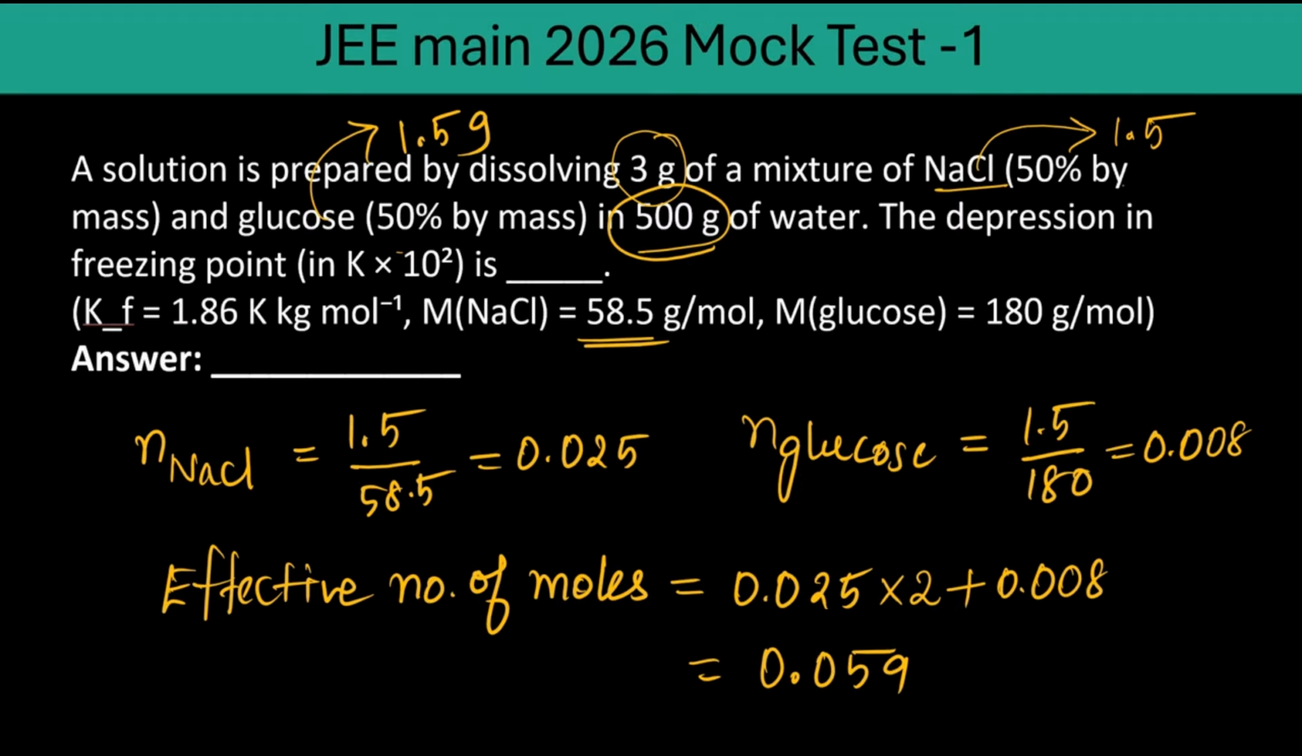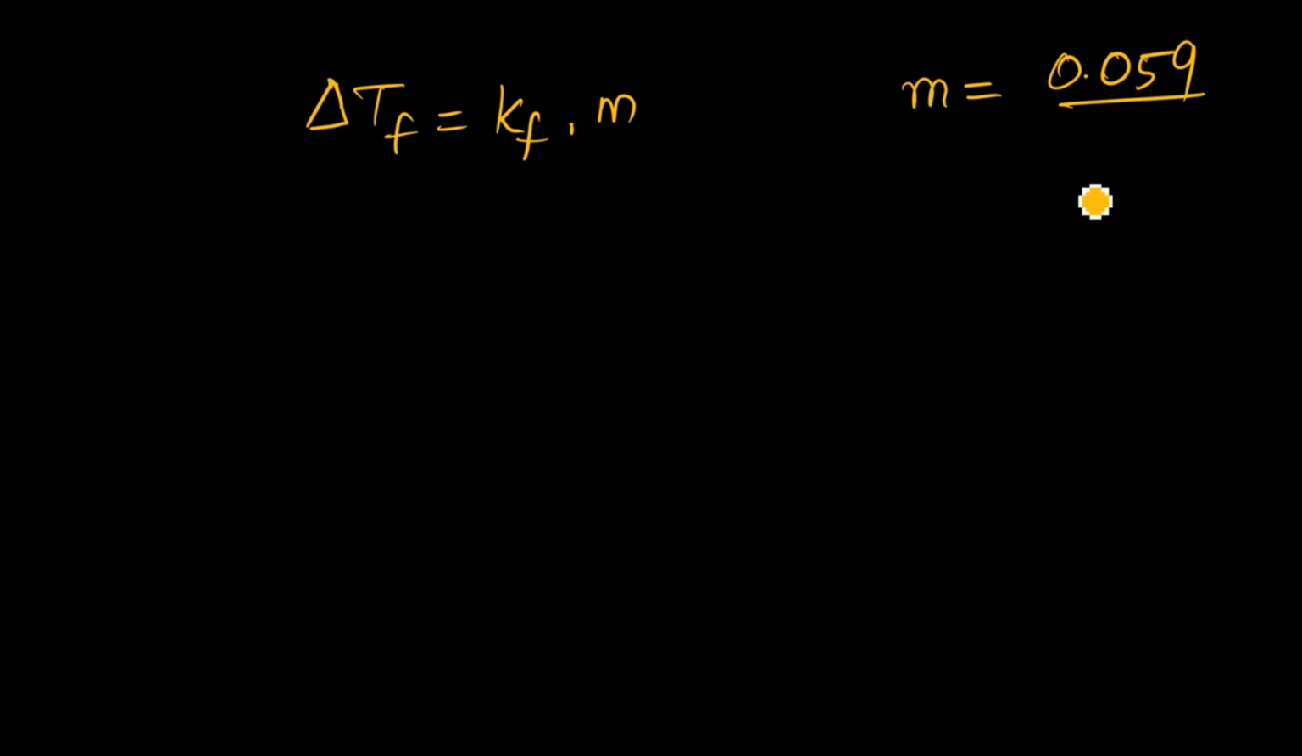Okay, now let's substitute in the formula. This part is important in this question. So delta TF is equal to, the i value we already substituted, Kf into m. Now we have to find the molality, which is 0.059 divided by 0.5 kg, which comes out to be 0.119.